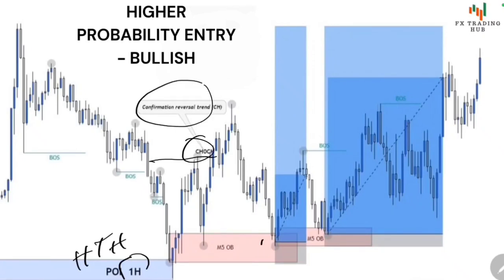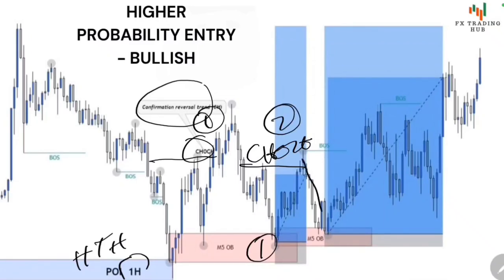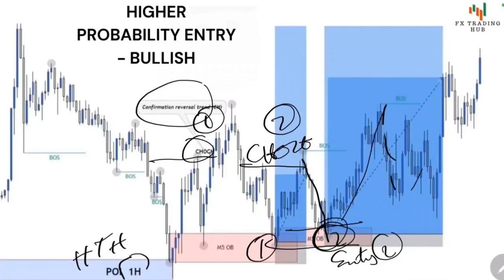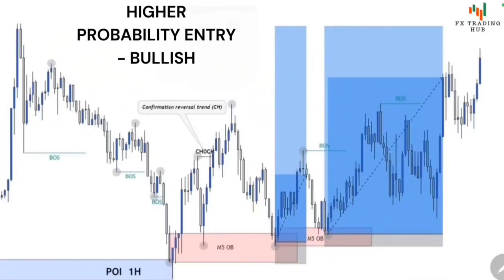So this would have been our entry number 1, but to have a high level of success, we do not get into the trade. What happens is that we wait for another change of character to occur, which is number 2, this is number 1, and then when price comes down, we now get into the trade here, which is our entry number 2. So we take entry number 2, and you can see how the market would buy from there. And this entry number 2 model has a higher level of success from my personal experience.